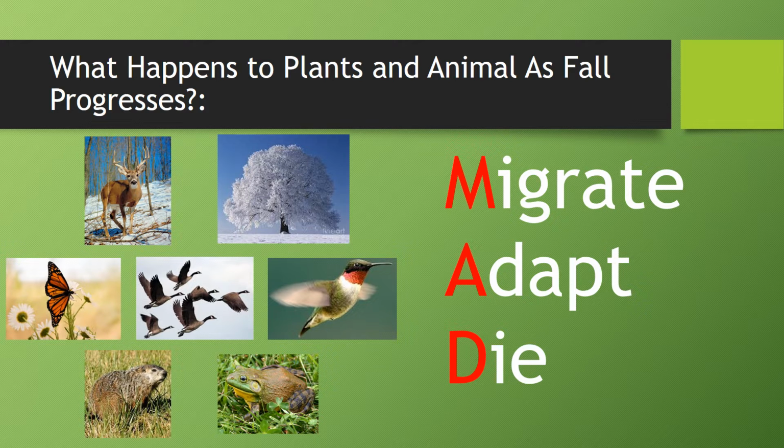So I have an acronym called MAD. You'll see on the right hand screen. It's in representation of migration, adaptation, or dying. So each one of these animals pictured has to migrate, adapt, or die to live. So you can kind of picture which ones might die off.